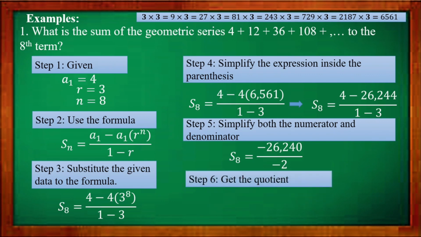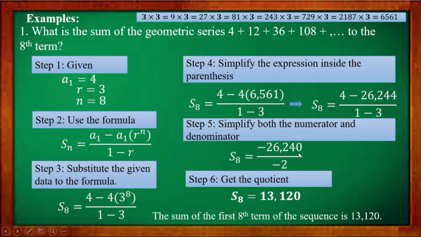Last step is to get the quotient. So negative 26,240 divided by negative 2 will give us the answer. S sub 8 equals positive 13,120. And this only means that the sum of the first 8 terms of the sequence is 13,120.